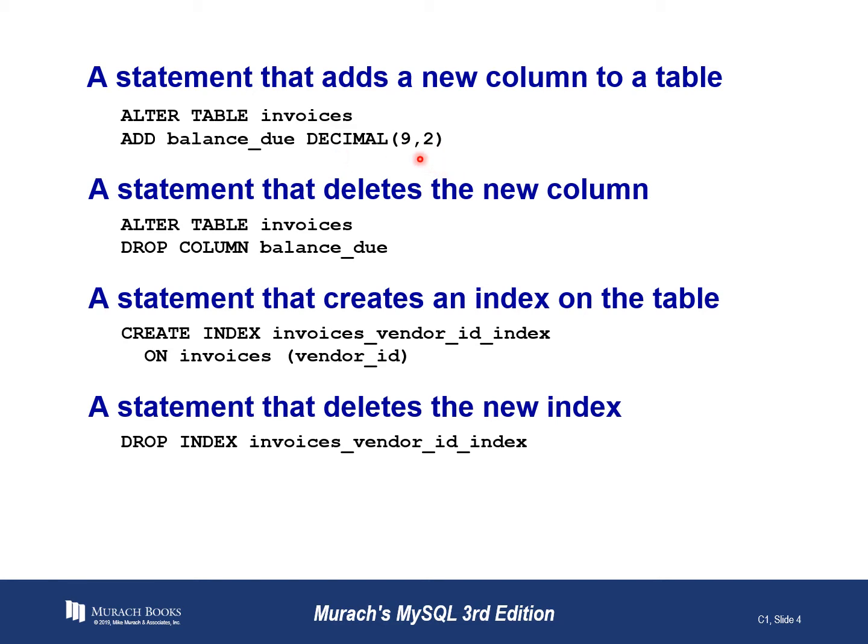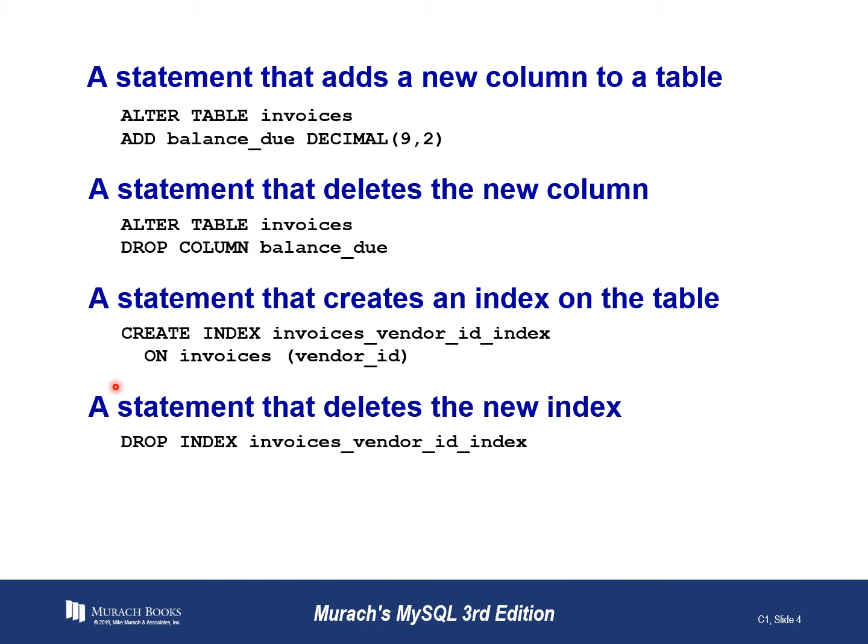So 9 is going to be the number of digits before the decimal place, and 2 is going to be how many after. So this is dollars and cents basically. Now a statement that deletes the new column would be ALTER TABLE invoices, DROP COLUMN balance_due. DROP is often used to drop either a column, a table, even a database. So this is how you do that.